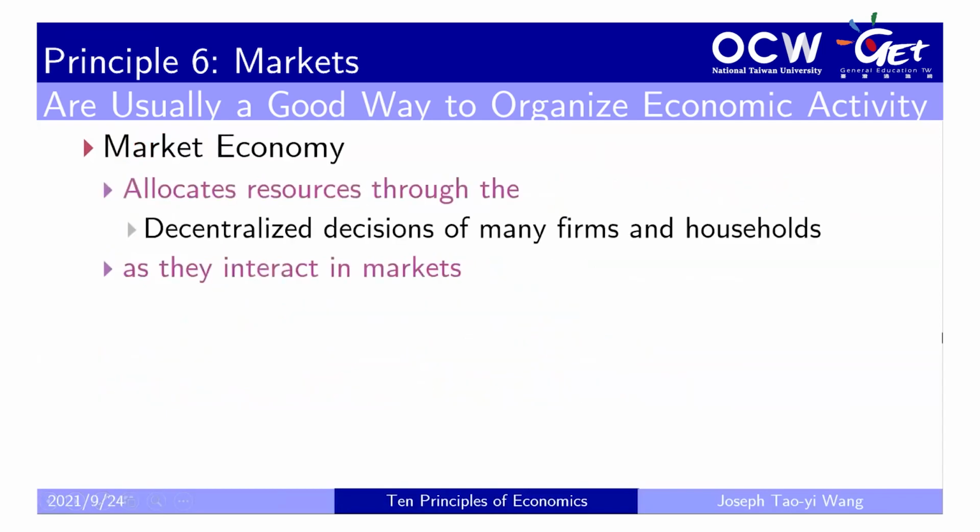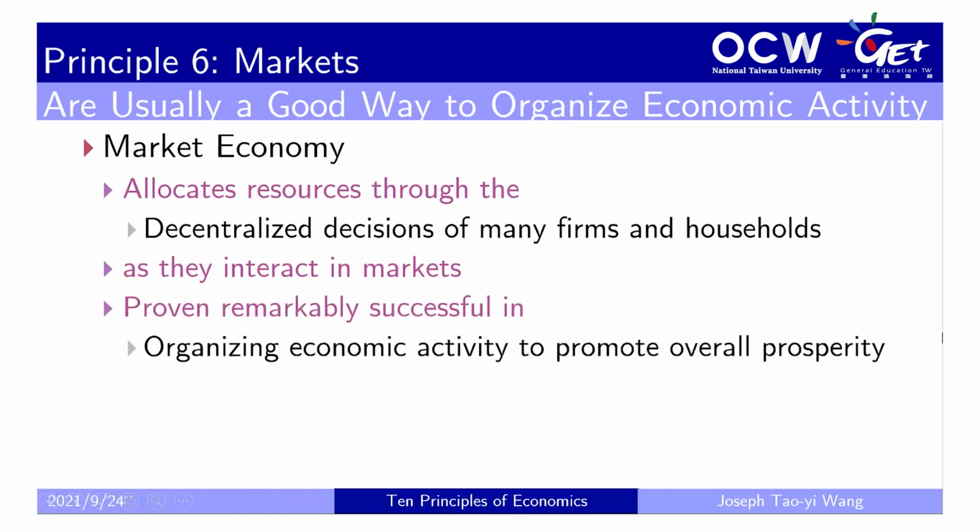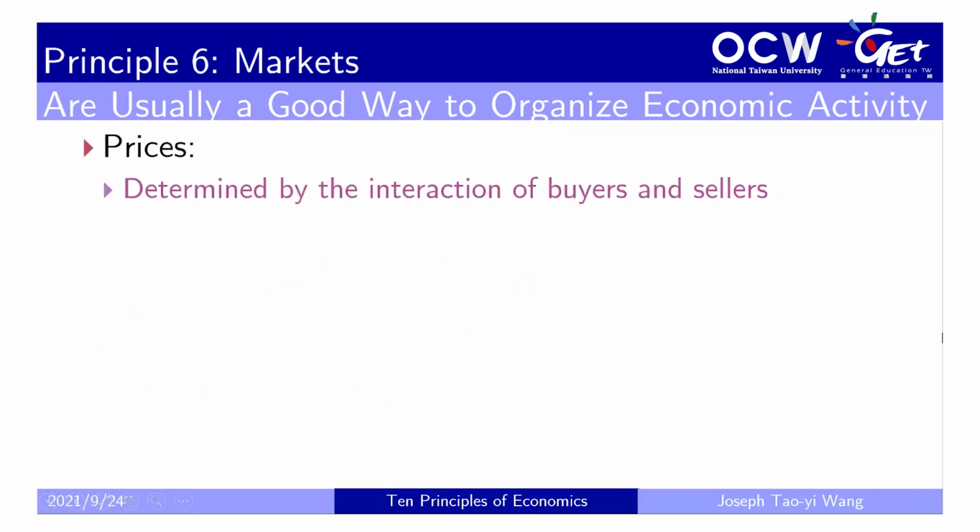We call this a market economy because you allocate resources through the decentralized decisions of many firms and households, and they interact in the market to do this. This is very successful in organizing economic activity to promote prosperity overall, usually through prices.